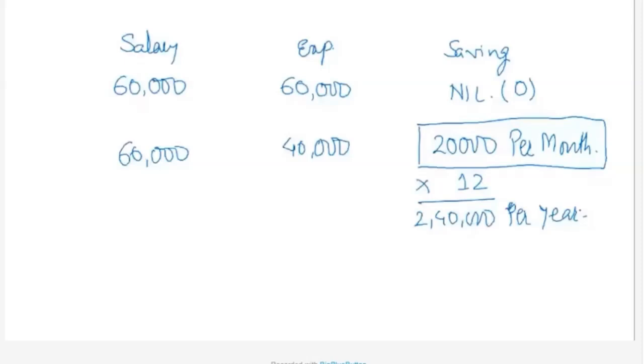Okay. And let's say I'm saving this for the last 20 years. 20 साल से सेव कर रहा हूं तो multiplied by 20. 24 into 2, 48 lakhs. Correct? My saving in 20 years.